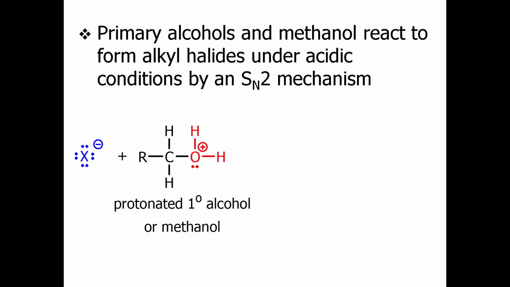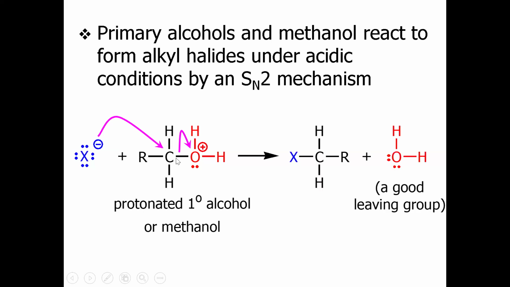For the primary alcohol, in the first step, let's say that the acid has already protonated the alcohol. Consider this alcohol already reacted with the hydronium ion. Now in this specific example, the halide, which could be chloride, bromide, or iodide, attacks this carbon of the primary alcohol to give this substituted product.